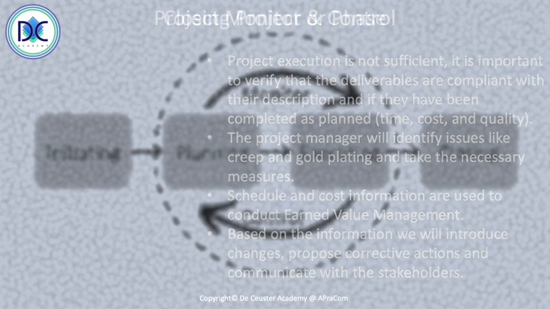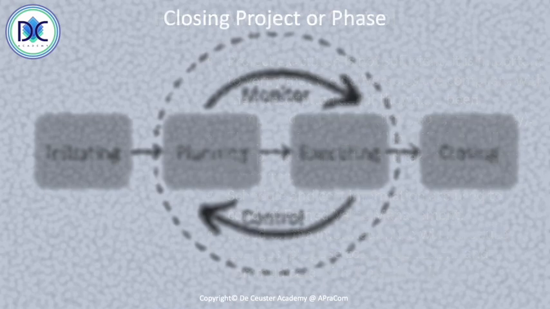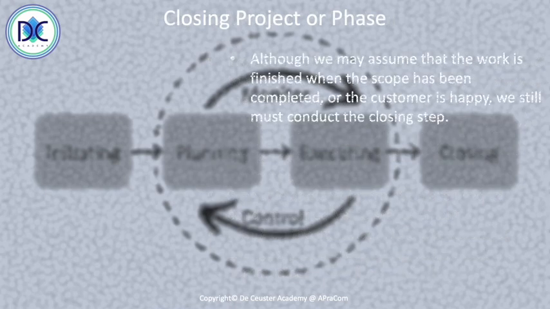The last step is the closing project or phase. Typically people say, all the work is done, we created all the deliverables, so work is finished. We also can say, when the customer says, okay, now in Agile, we are happy with the results, so we can stop the project, we complete the project as it is. But it's also important to conduct the closing step.